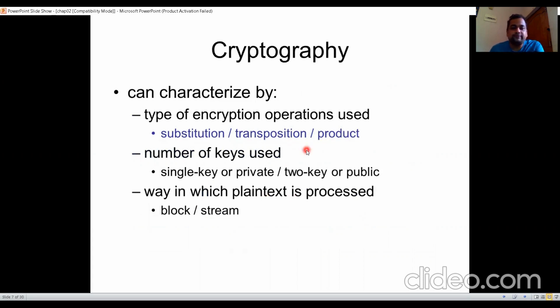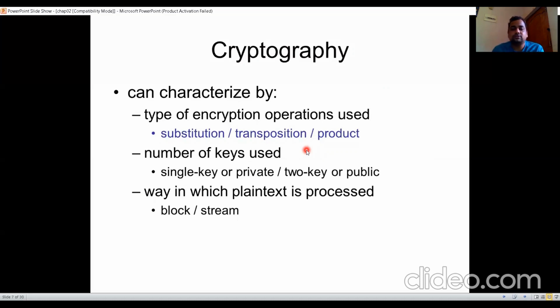Now there are different types of encryption principles. As we have already discussed, there are different types of encryption, like substitution, transposition, or a product. Then there is the number of keys used: it may be a single key, which is a private key, or multiple keys, two keys, which is public.